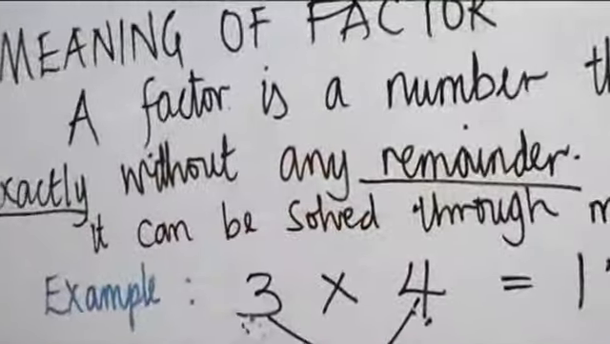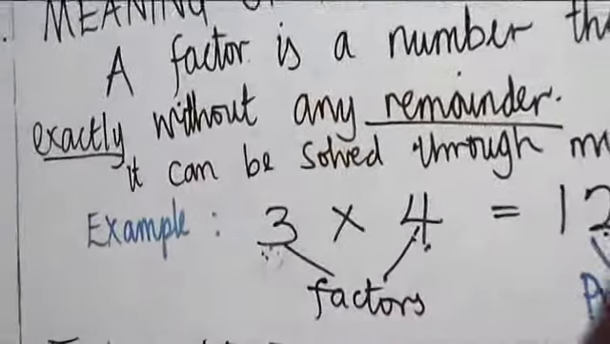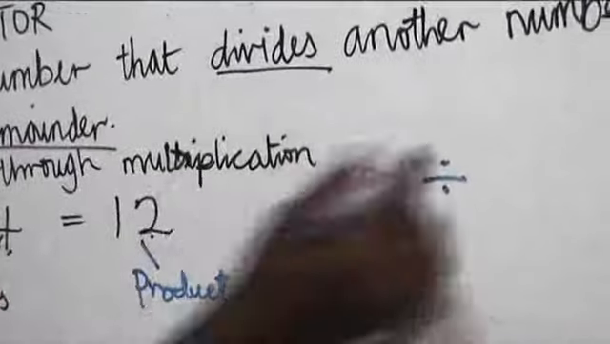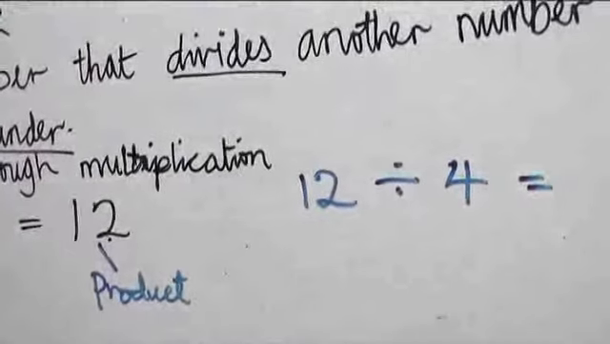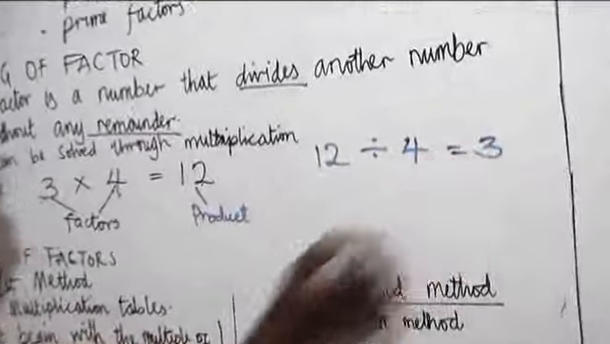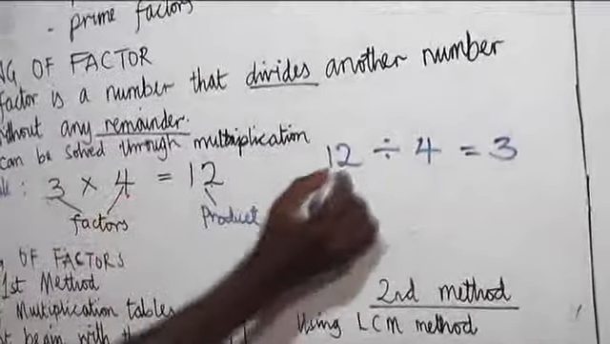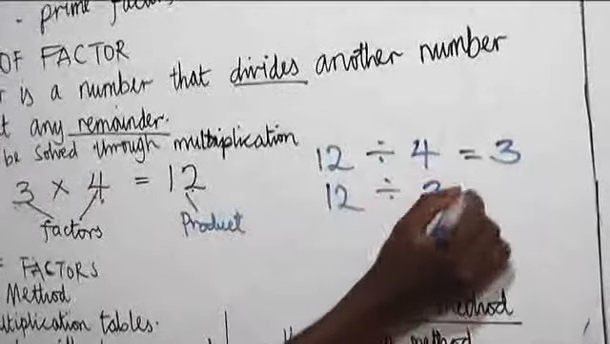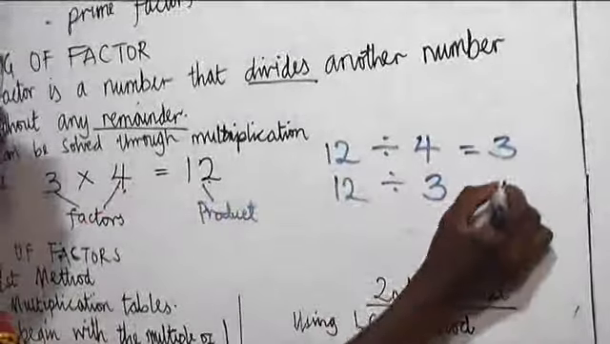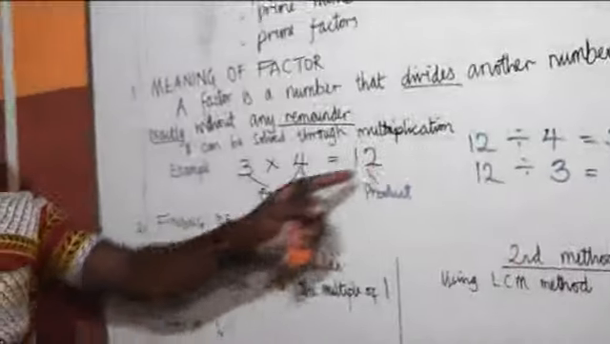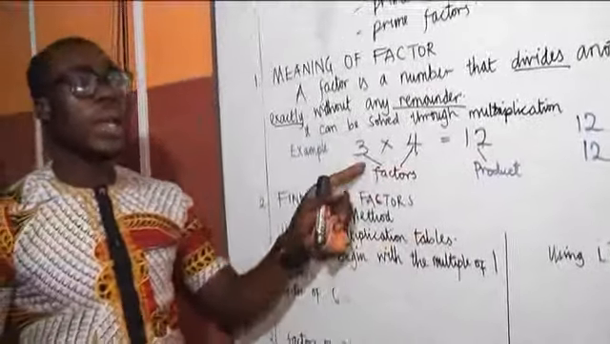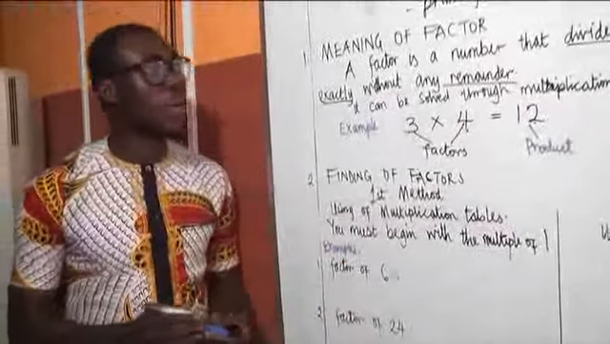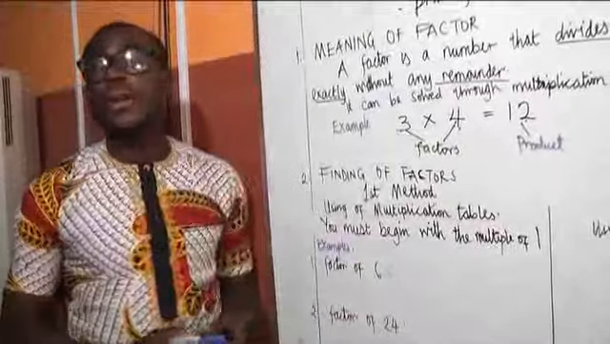Now, going by the definition, we can also pick it from here. That is 12, which is our product, divided by 4, we have 3. Good. Also, 12 divided by 3 can also give us 4. So the factors of 12 are also 3 and 4. I believe you all understand. Thank you. Now let's go to the second part, which is finding of factors.